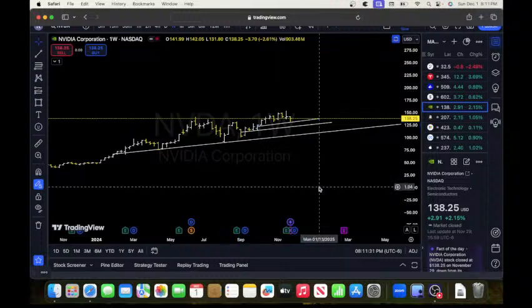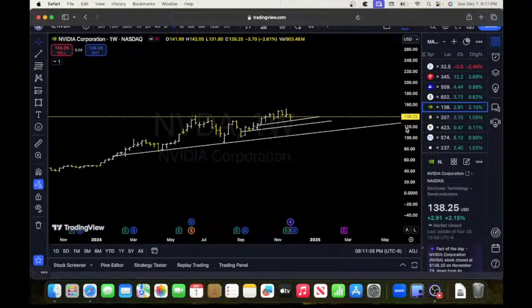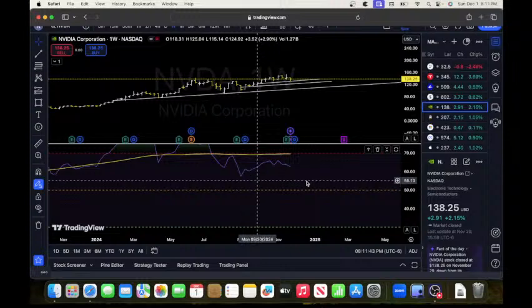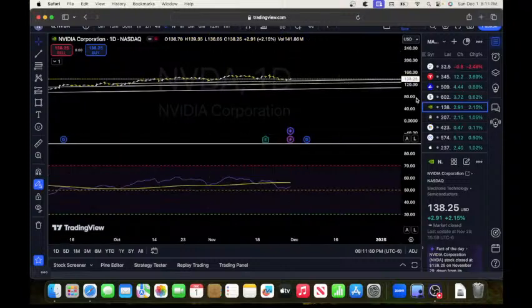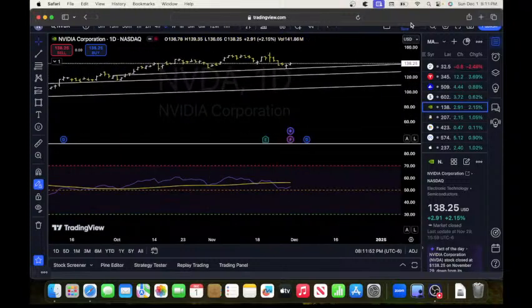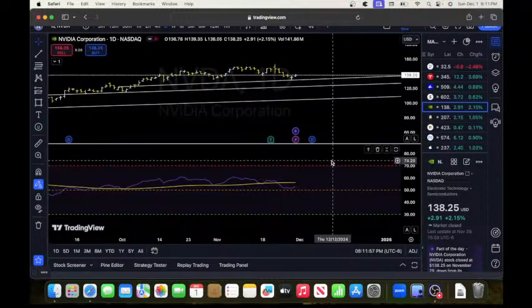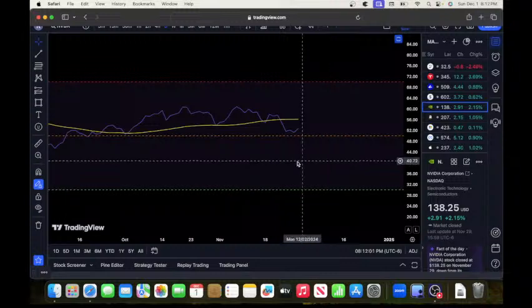So now that we have it all mapped out here on the chart, the next thing we're going to want to do is go down to the RSI and start looking at that. Yeah, we're all mapped out down to the daily. So now we're going to start looking at the RSI, and we'll start mapping it out like that.